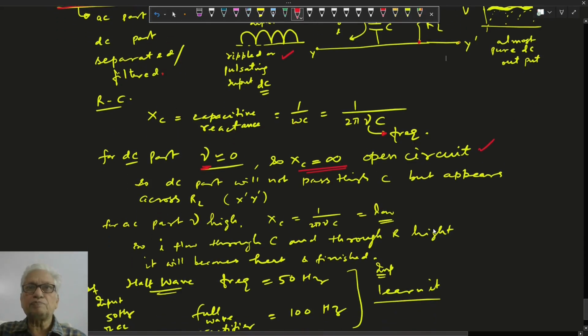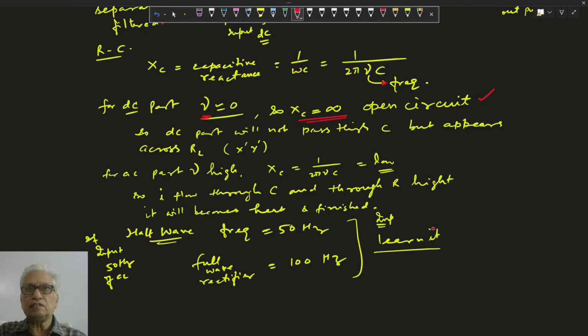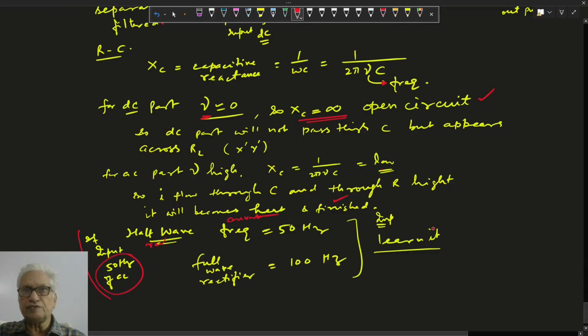Now for the AC part, frequency is quite high. The capacitive reactance XC will be low. So this current flows because of less resistance, and the high resistance in the series circuit converts it into heat and is finished. So for half wave, if input is 50 cycles per second, the frequency of the half wave rectifier is 50 Hz, the same, but in the full wave rectifier it will become double.